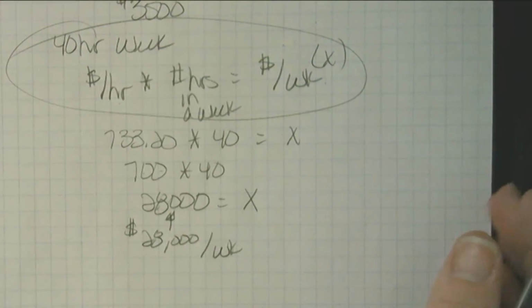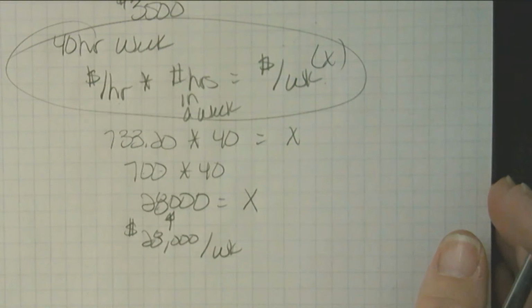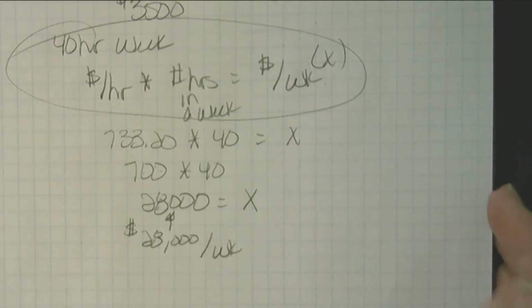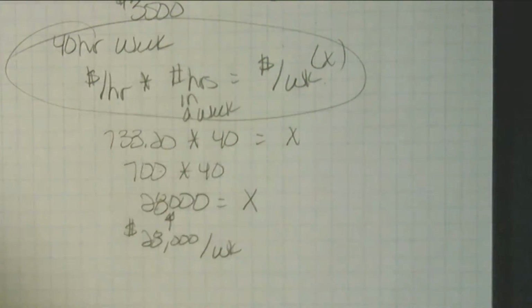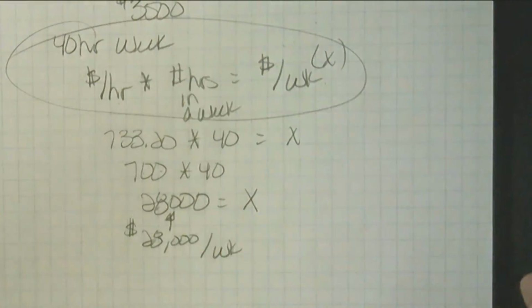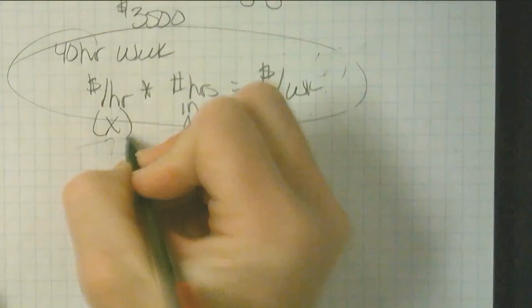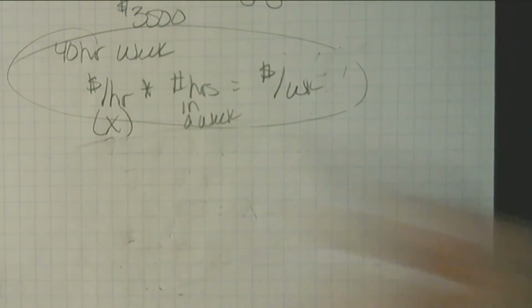Does that sound right to you guys? Does that sound right? No. I'm doing the wrong thing. Let me think about that for a second. I know what I'm doing, but I have the wrong thing missing. That was way too big. What I'm missing is my cost per hour.